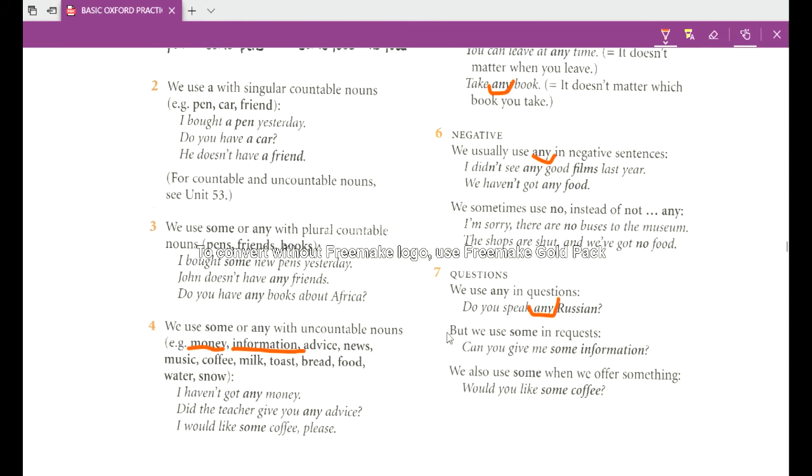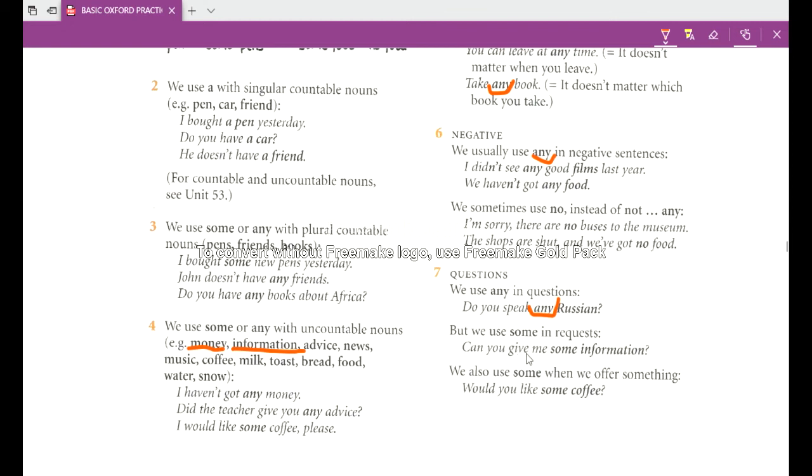Here we say we use some in request, but if we look here we have the question mark. What do we have in mind? When we have a question mark, it means that we have a question. But now this rule is saying that we can use some when we're talking about a request. When we want something from somebody and we have to ask, we can use some in request.